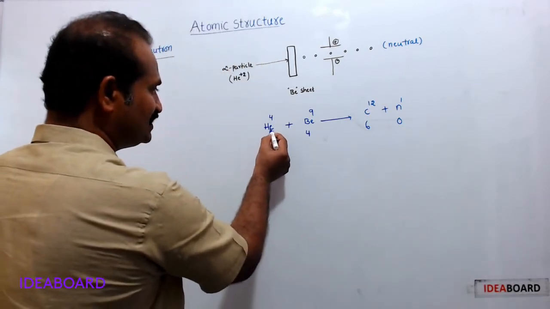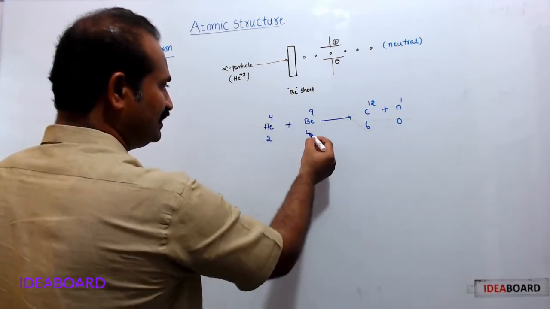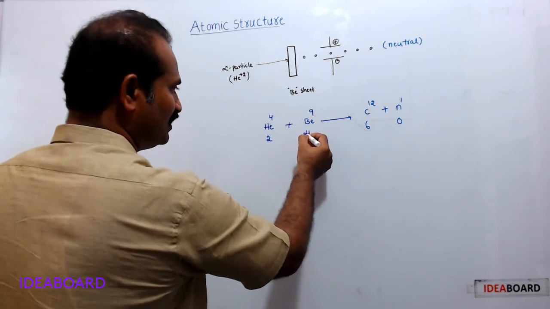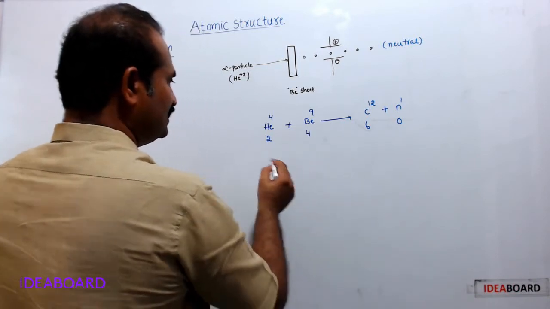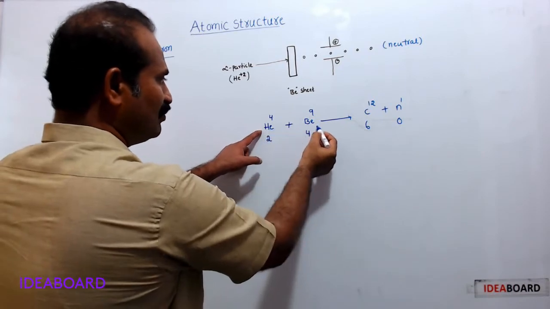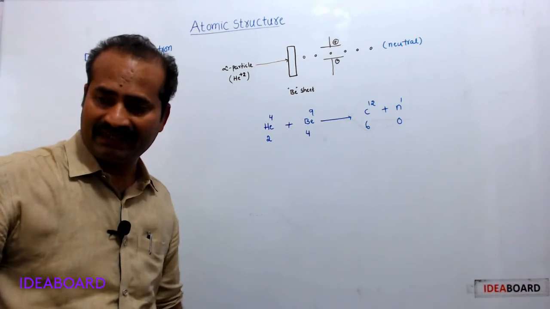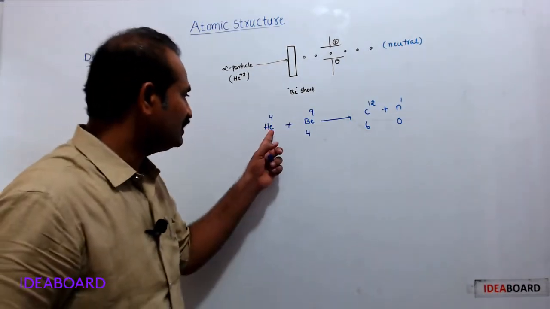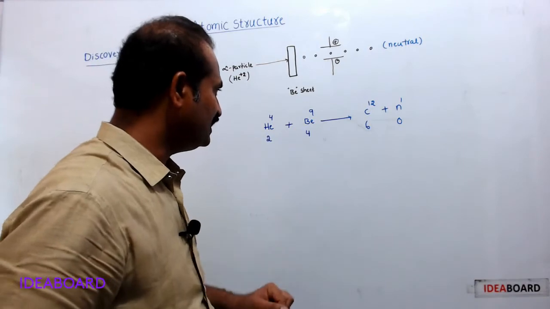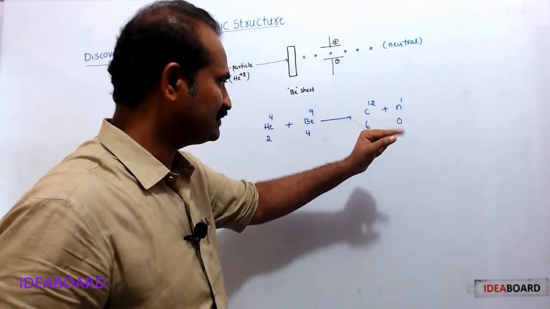This is charge of the helium particle. This is the mass of the helium particle. These numbers, down numbers represent charge. Okay. See here, when beryllium is bombarded with helium, carbon is formed. Along with carbon, neutron is formed.